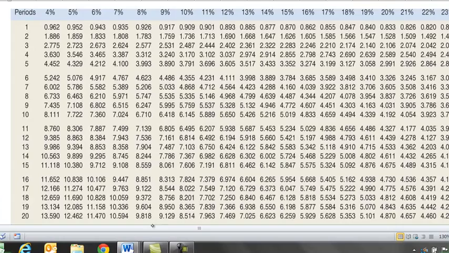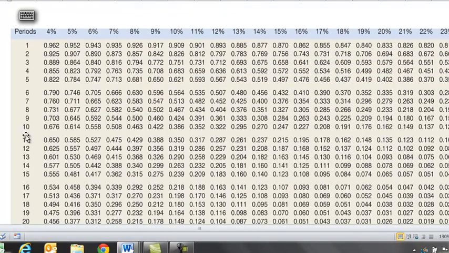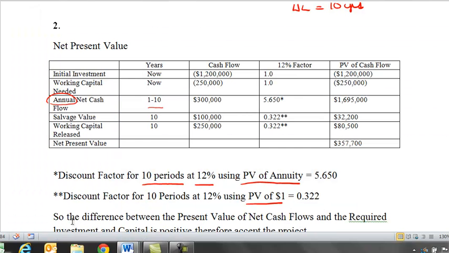So we're going to go to the present value table of $1. Look at 10 years. Go to 12%, and that gives us a factor of 0.322. So take the 100,000 times 0.322, that gives us an inflow of 32,200. Then we're going to release our working capital at the end of 10 years. So that cash flow of 250,000 will use the same factor of 0.322. That gives us an inflow of cash of 80,500.